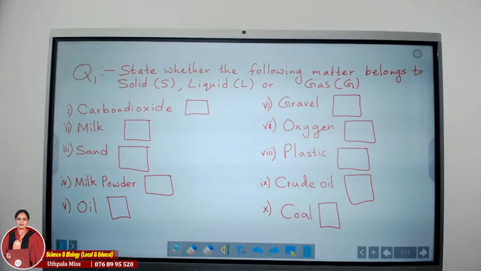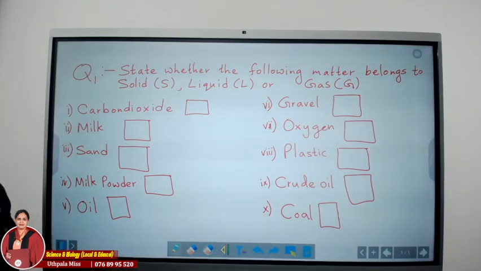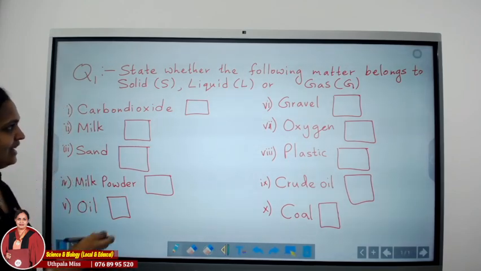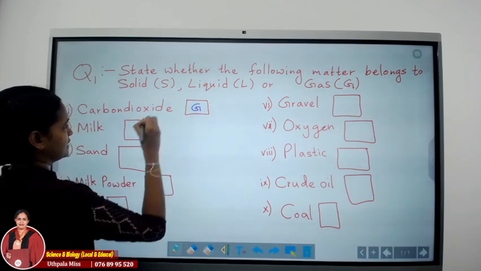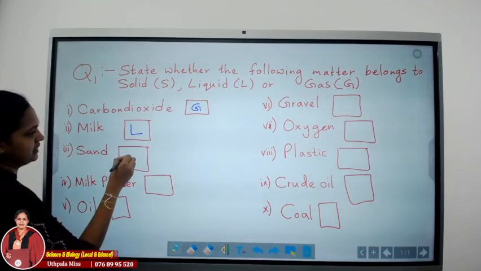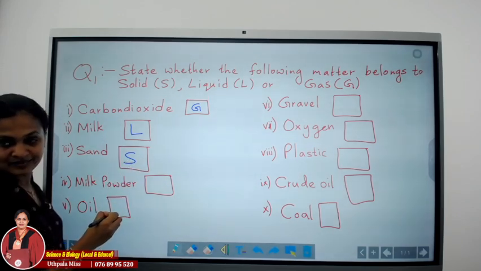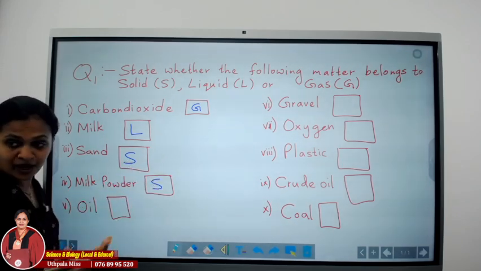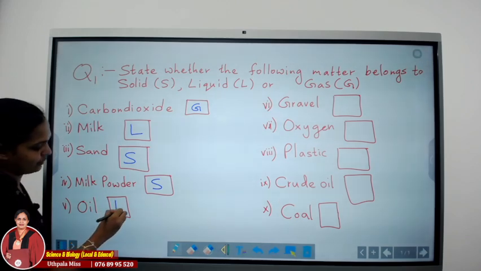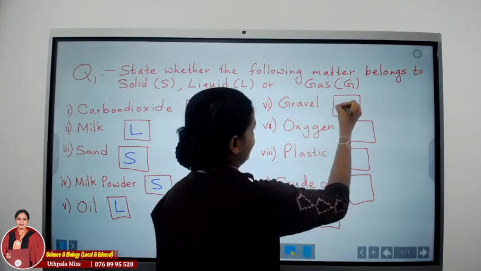Okay, shall we discuss? What about carbon dioxide? I need the responses from all of you. Gas. Right, carbon dioxide is a gas. Milk? Liquid. Sand? Solid. Milk powder? Solid. Though it is a powder, it is in the solid state, right? Oil? Liquid. Then gravel? What is gravel? Solid.